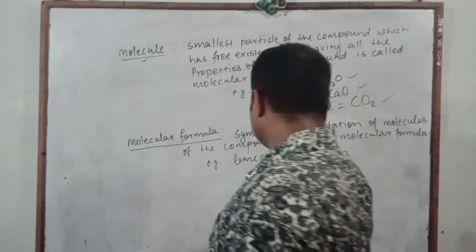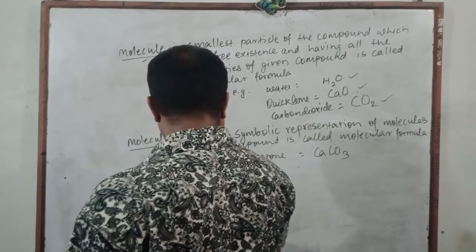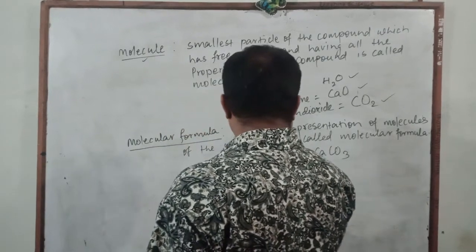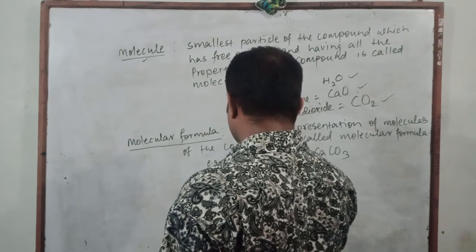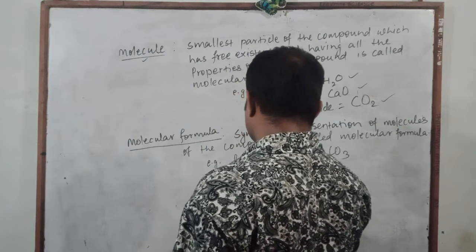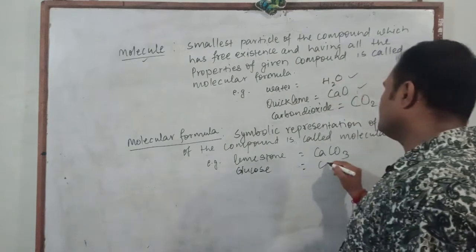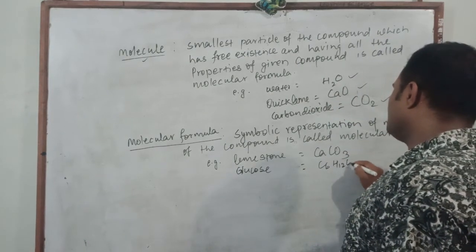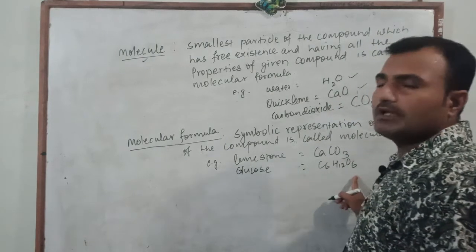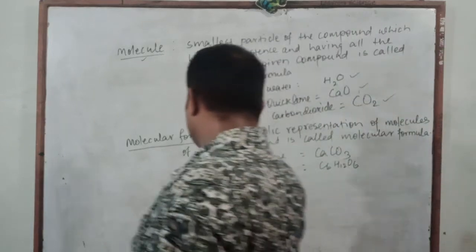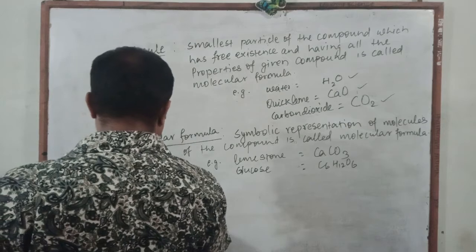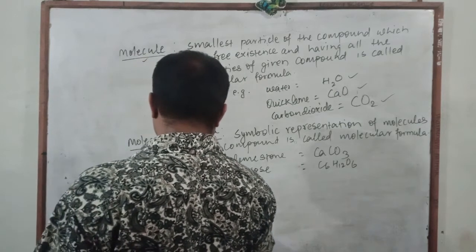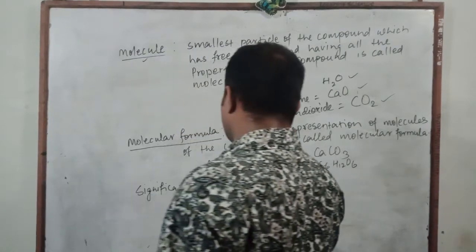And here we write one more. We consider that glucose is represented by C6H12O6. It means it is molecular formula of glucose. And here we write significance of molecular formula.